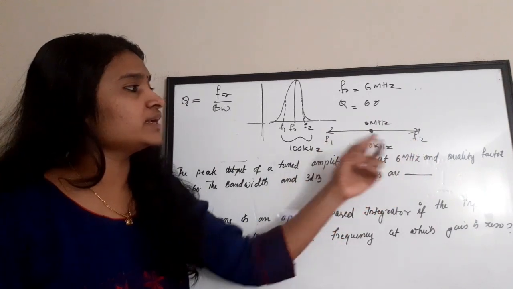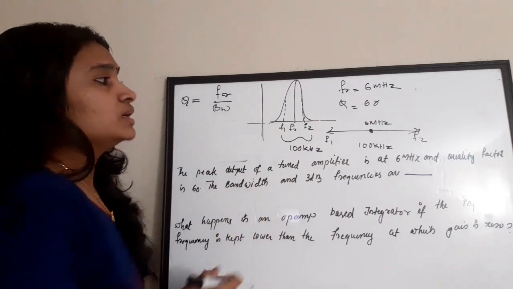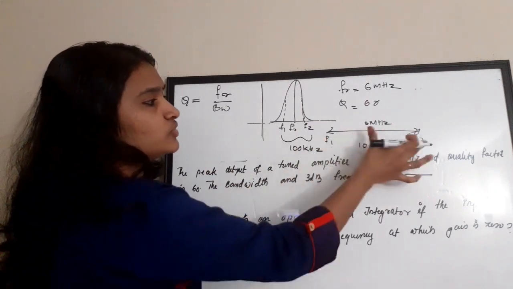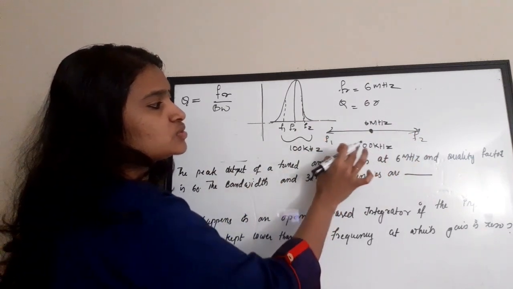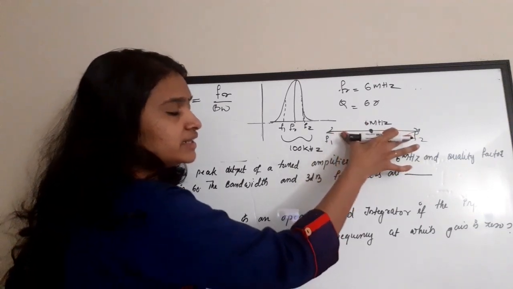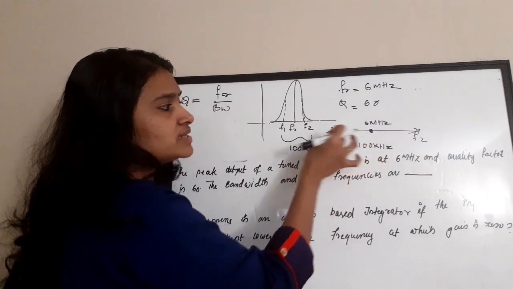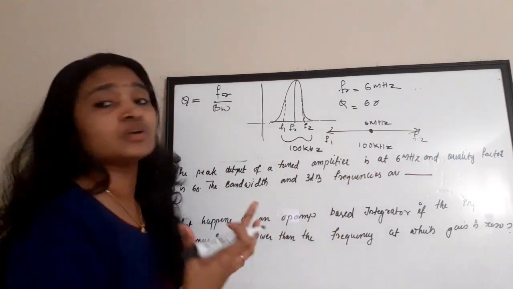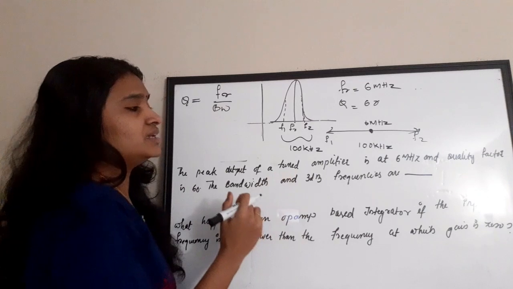So what will be F1 and what will be F2? So midway of this F1 and F2 is 6 megahertz. So total width is 100 kilohertz. 100 kilohertz is equally divided towards this portion and this portion. Just use your logical thinking. You can find it very easily.